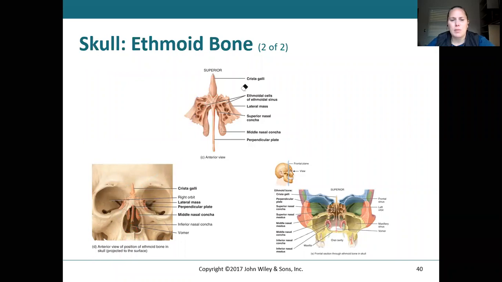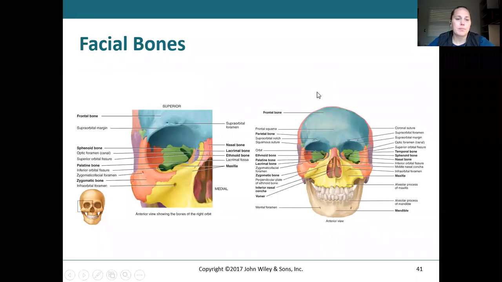In terms of the smaller structures on both the sphenoid and the ethmoid bone, I'm not going to be asking you about those per se. I'm just going through them because I think that gives you a better sense of the structure of those particular bones. But again, you don't necessarily need to memorize those.